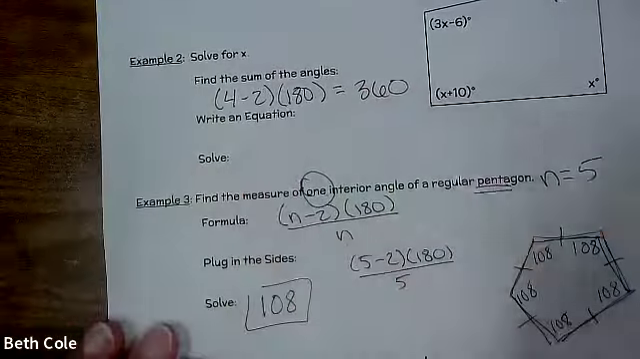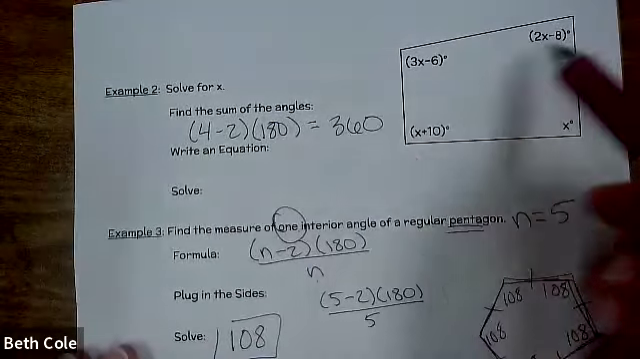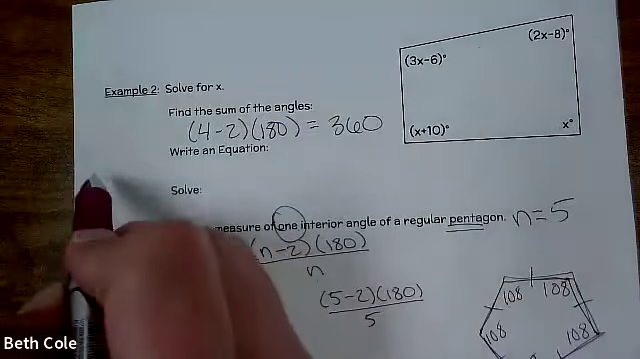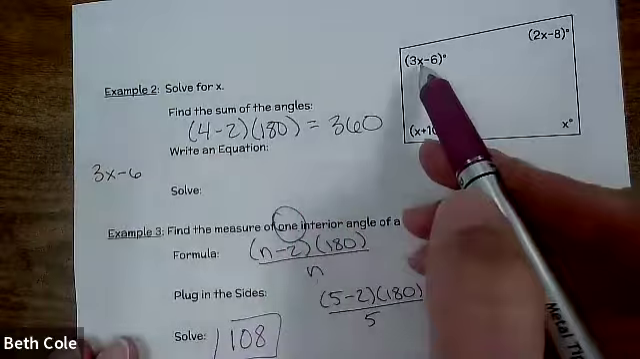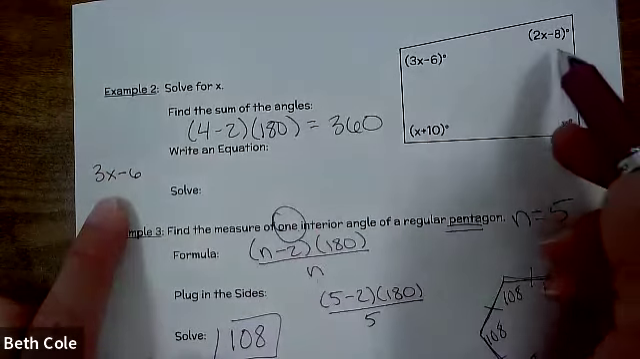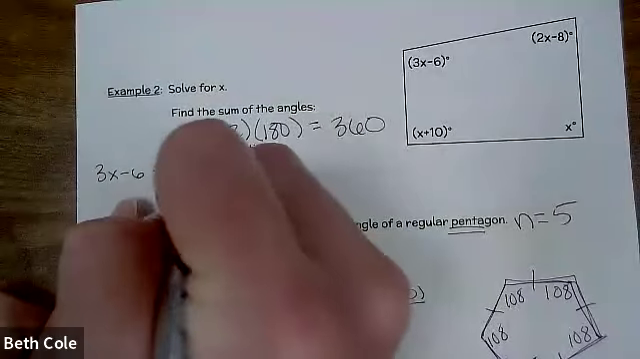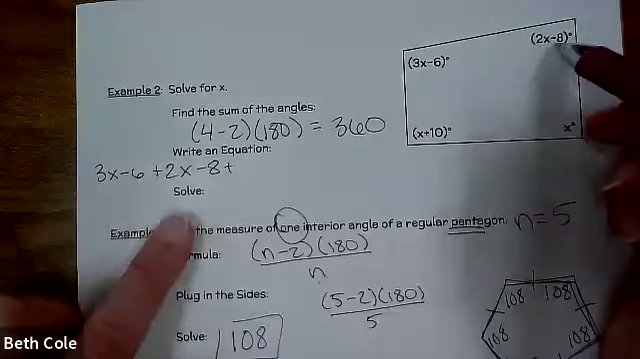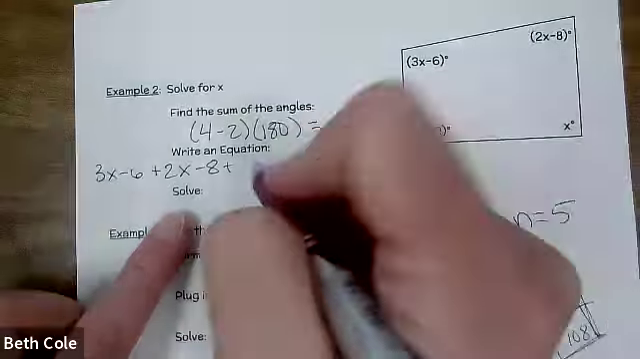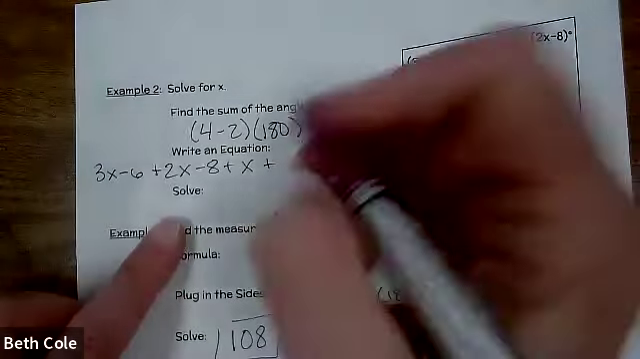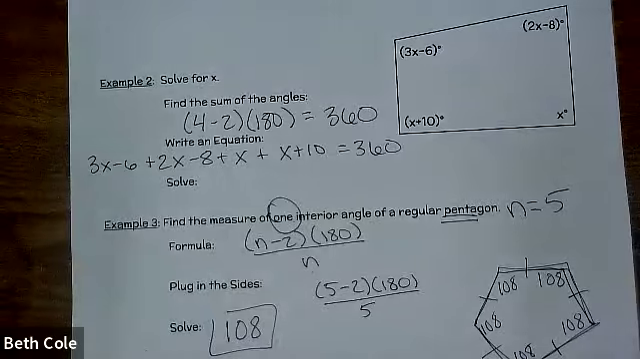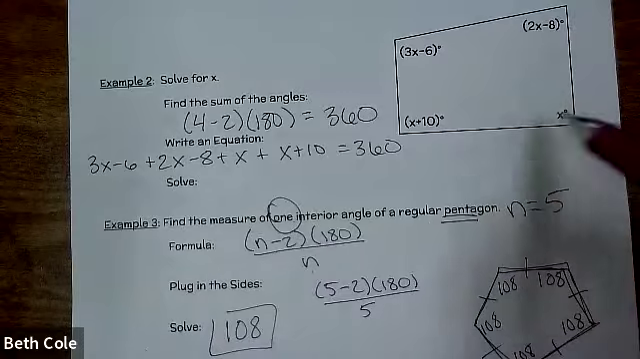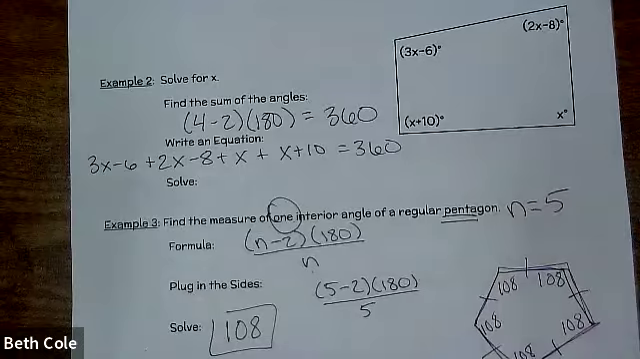And then we're going to write our equation. You're going to add all these things together and make it equal 360. I'm going to start all the way here on the side because it's going to be kind of long. 3x minus 6 plus 2x minus 8 plus x plus x plus 10 equals 360. I just added them all up. I took this plus this plus this plus this equals 360.